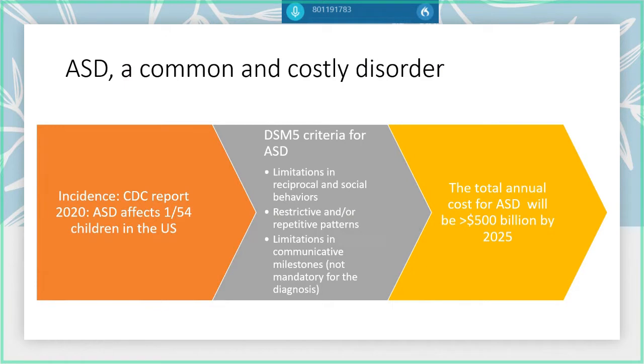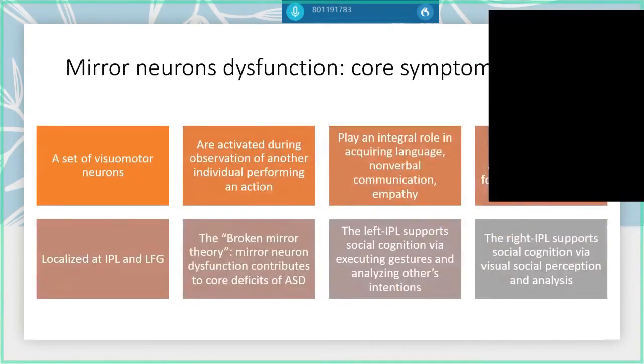Based on the DSM criteria, it is defined as limitations in reciprocal and social interactions, as well as restricted and repetitive patterns of behavior. Limitations in language function are common, but they're no longer necessary for the diagnosis. We believe that at the heart of autism spectrum disorder, we have dysfunction of mirror neurons.